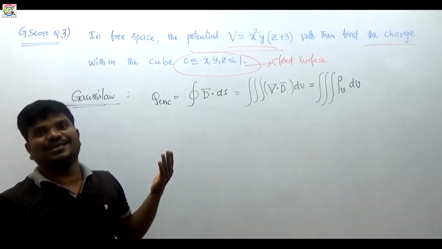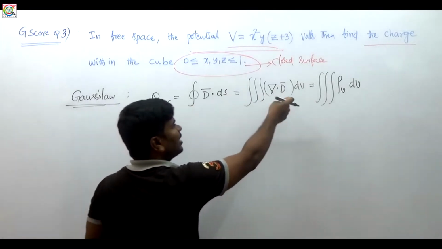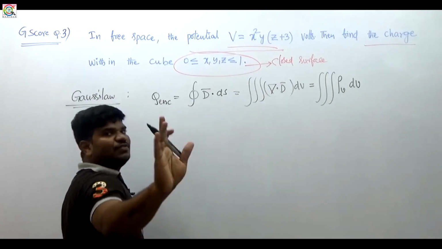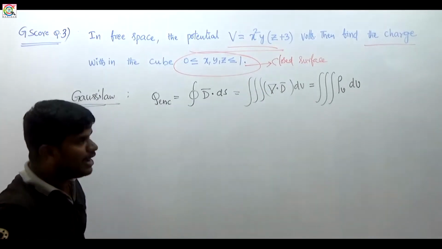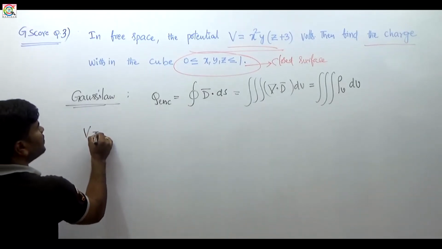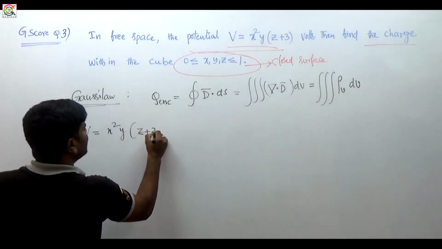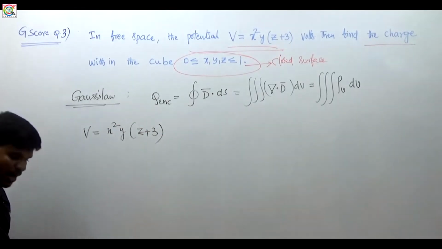How can you calculate this rho v? Or otherwise, how can you calculate the electric field intensity? Any of these ways you can find it. Now, what is the potential? V is given. V is equal to x square by z plus 3. This is the potential function.